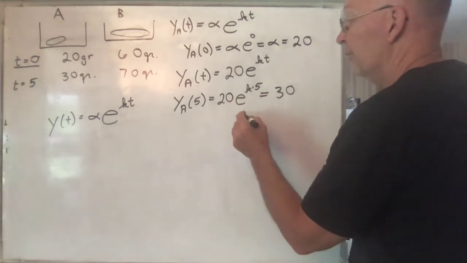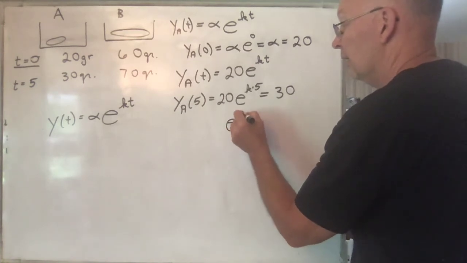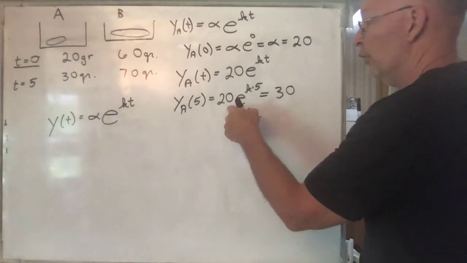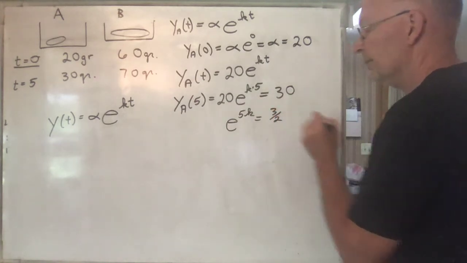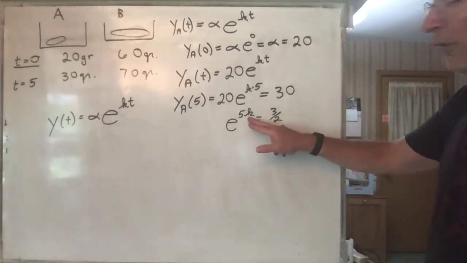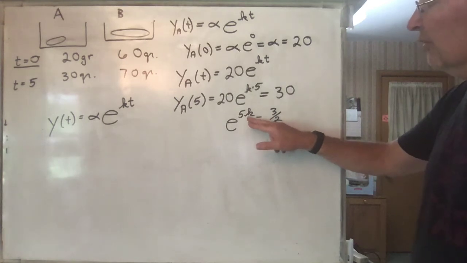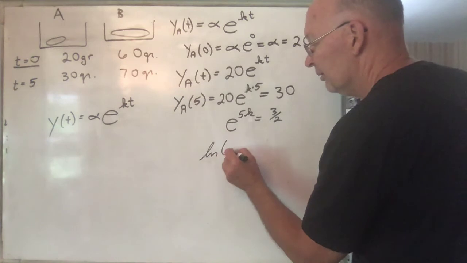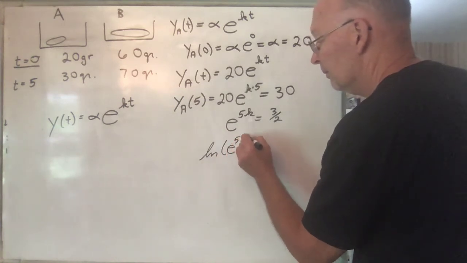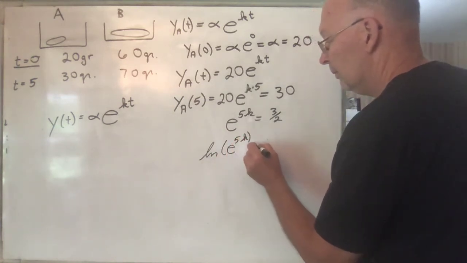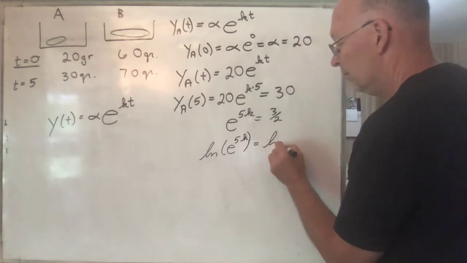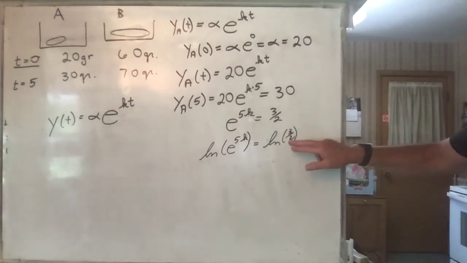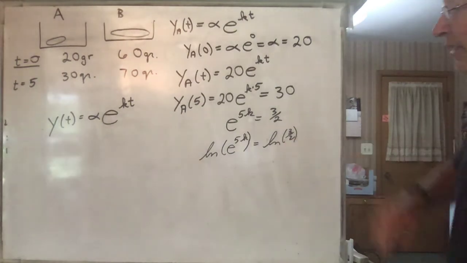First of all, we'll divide through by 20. And if you divide through by 20, you're going to get 30 over 20, which is 3/2. Now we need to solve it for k. So this is where what I told you yesterday was important. We take the ln of both sides. Okay, 3/2 is bigger than 1, so that's going to be some positive number.